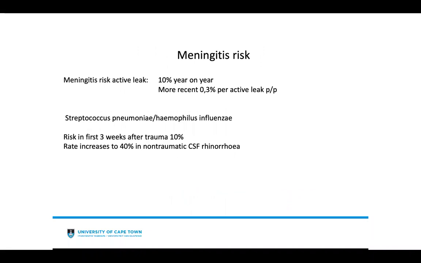So what is the actual meningitis risk in terms of numbers? Well, if you have an active leak, your risk of getting meningitis is 10% year on year. There's a more recent study which says that it's 0.3% for every active leak you have per person. The most common organisms are Streptococcus pneumoniae and Haemophilus influenzae. In your first 3 weeks after trauma, you have about a 10% chance of getting meningitis. That rate increases significantly to 40% in the non-traumatic group of CSF rhinorrhea.